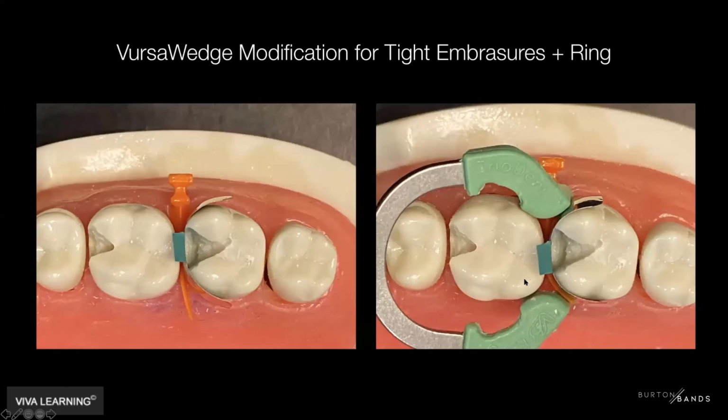In this case, just make sure you cut the side off that's not against your matrix band. And then you can just place the ring on top of it just like you would any other time, but you don't have two wings, you just have one.